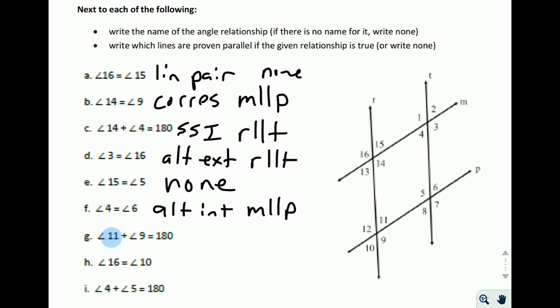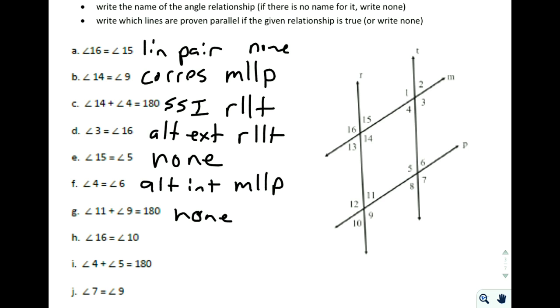Next one, we have angle 11 and angle 9. Those two, like the first one, are another linear pair. Linear pair only deals with one intersection, so no parallel lines are being connected, so that means it is none once again.